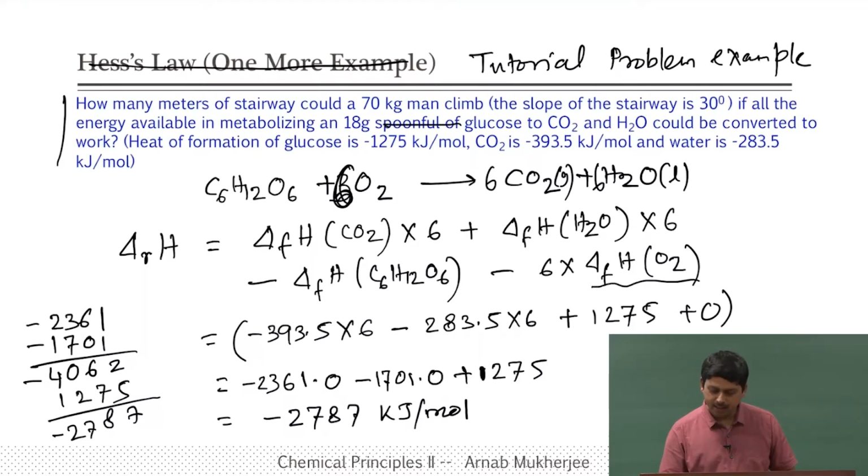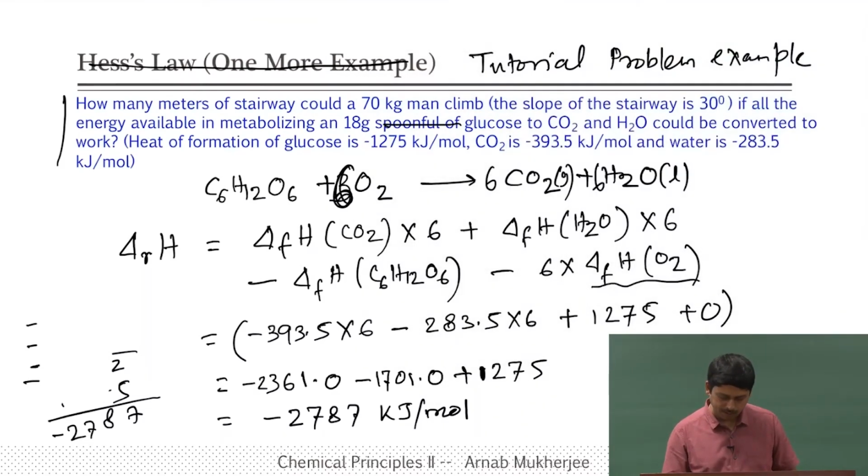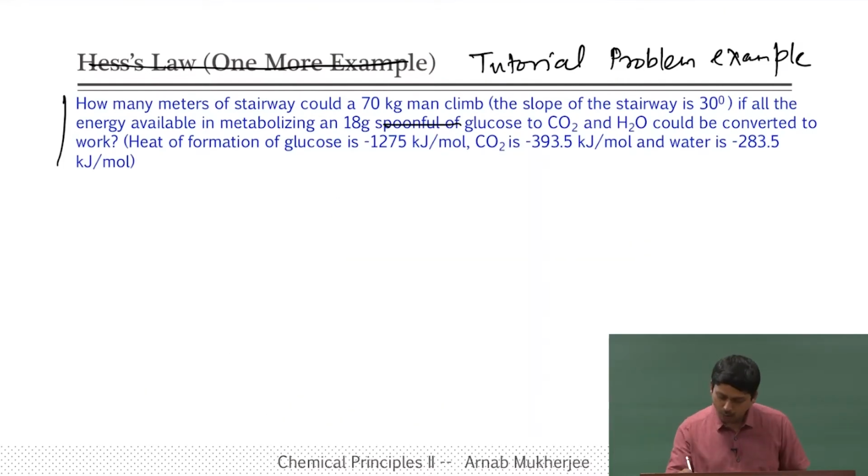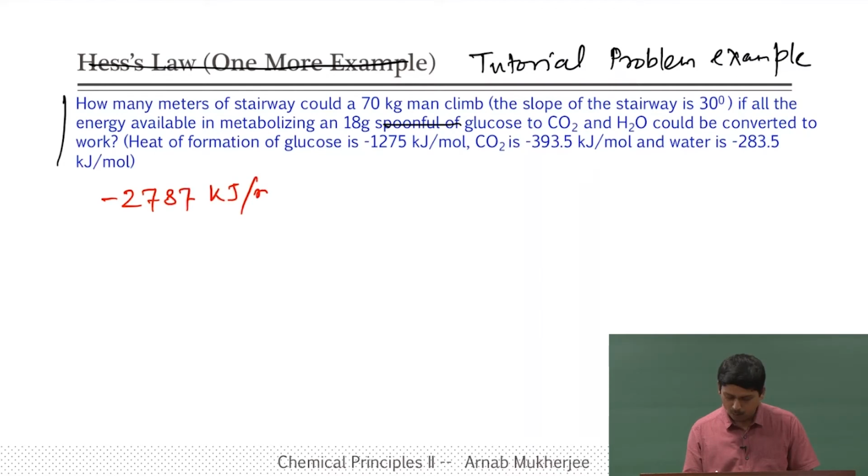Now, let us see how much we can climb with that. So, I am going to delete everything else, remember 2787. So, it is a good point. So, we are getting minus 2787 kilojoule per mole of energy or enthalpy, let us say. So, that is for one particular mole. Now, we are using how much sugar? We are using 18 gram of sugar.